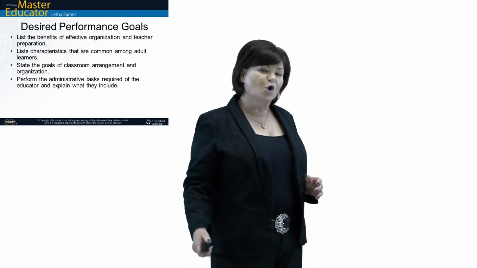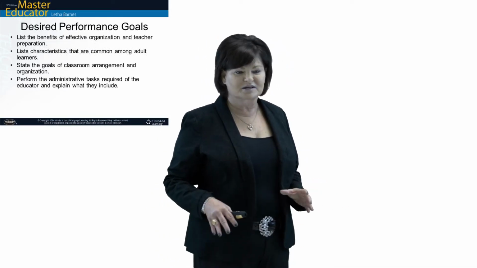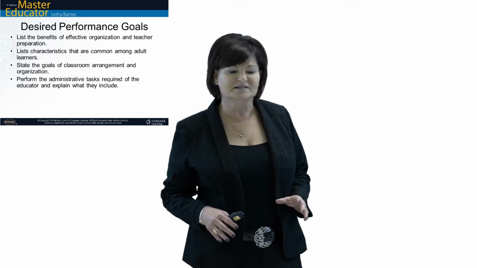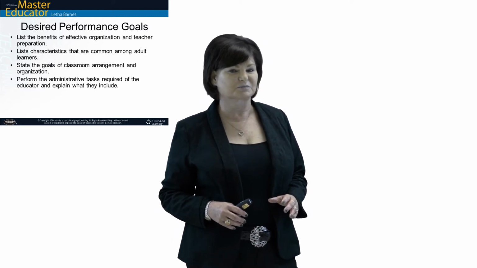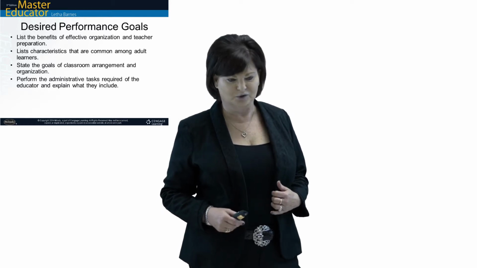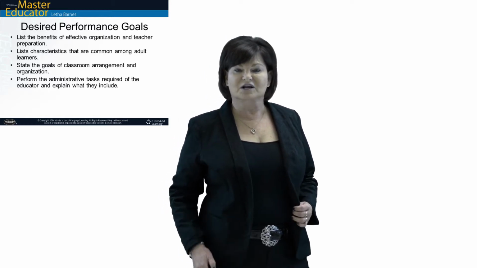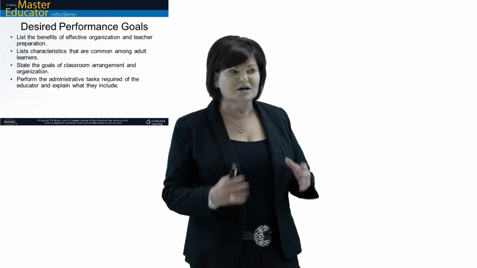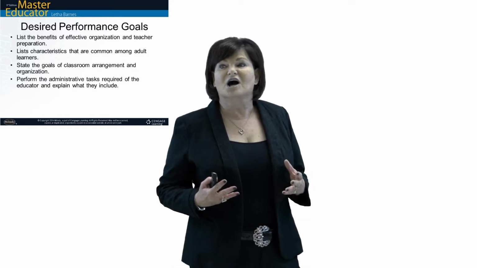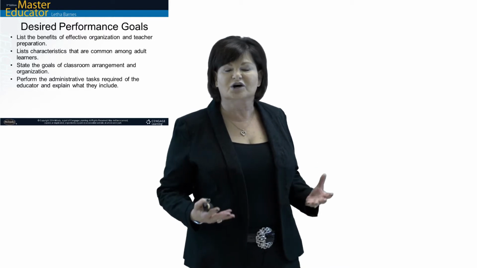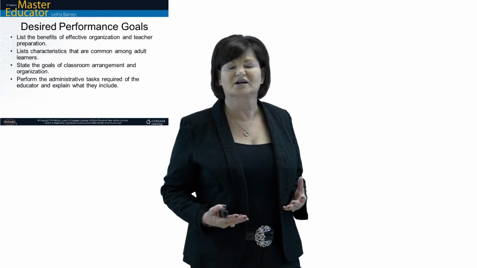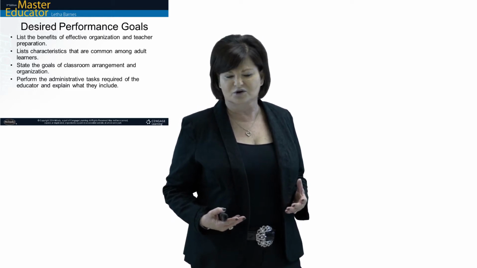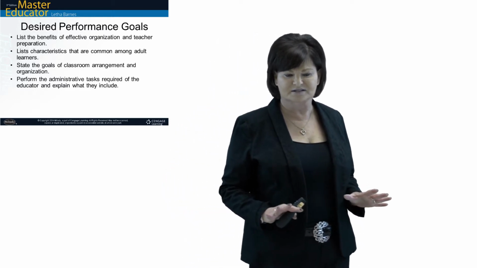Some of our desired goals for this chapter are to list the benefits of effective organization and teacher preparation. A teacher who's prepared is a teacher who's going to hit her goal. We're going to state the goals of our classroom arrangement. We're going to talk about different ways to do it and different things that we wish to accomplish with it. We're going to talk about the chevron, which is a very popular concept, the U-shape, the circle, and all those different kinds of things.